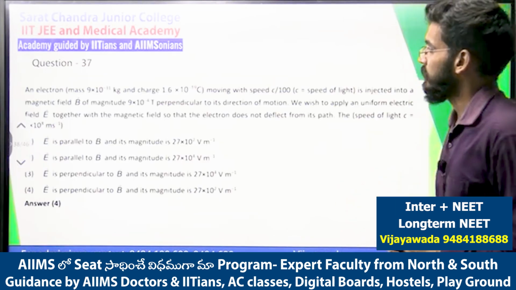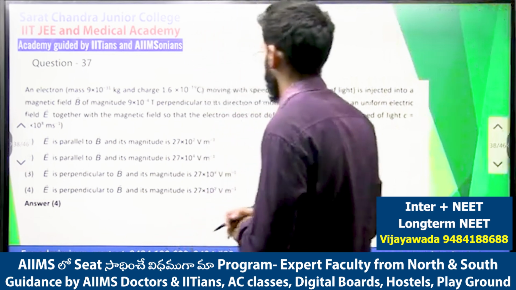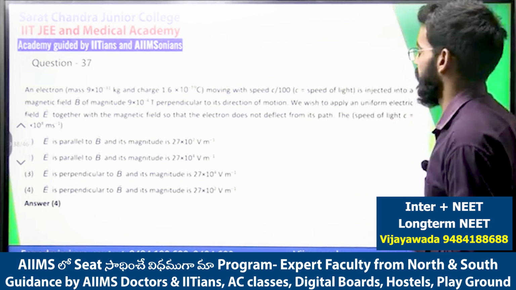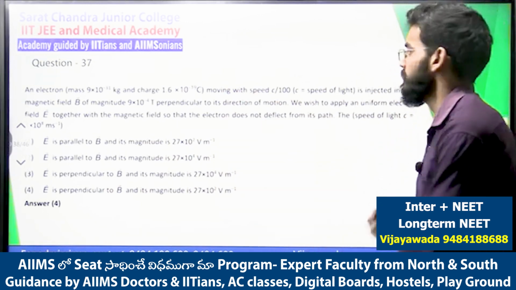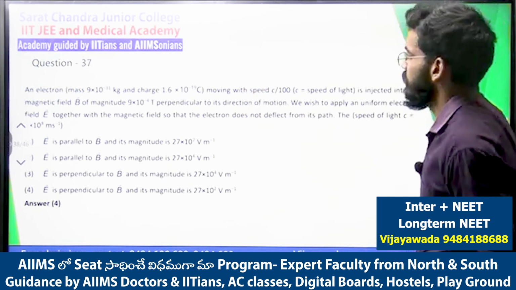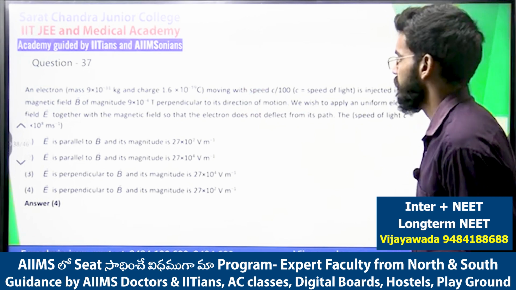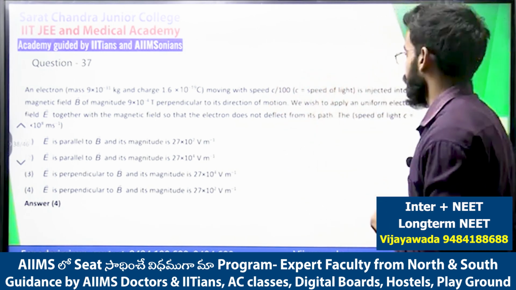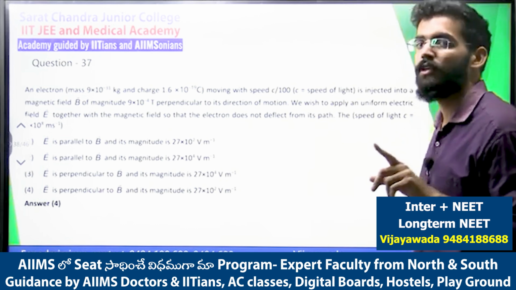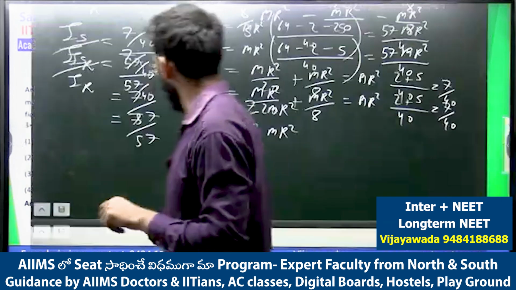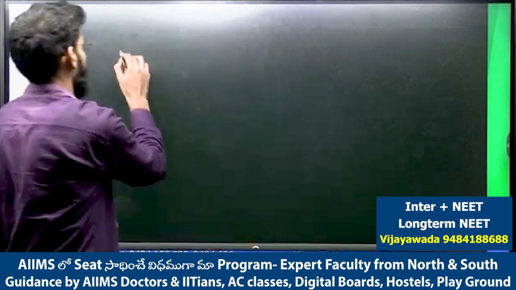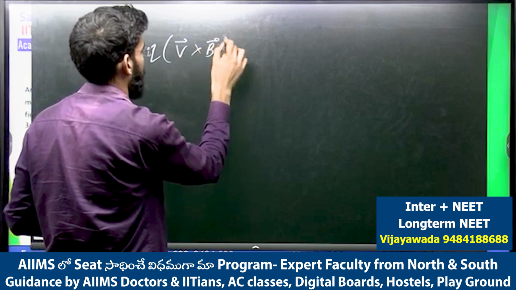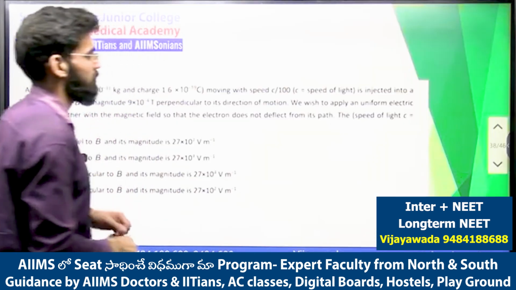Okay, next, 37. Electron mass and charge is given, moving with a speed c by 100. C is what? 3 into 10 to the power 8. It is injected into a magnetic field B of given magnitude, perpendicular to the direction of the motion, the direction of the speed. So I can say he will experience a force. What is the value of that force? The force will be Q into V cross B, and V and B are perpendicular to each other. That's it, so this is the force he will experience.